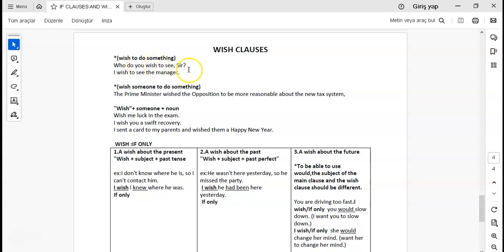Who do you want to see? Sir, I want to see the manager. That's the same meaning. Or you can want someone else to do something. For example, I wanted the teacher to check my homework. Or I wish the teacher to check my homework, you can say.